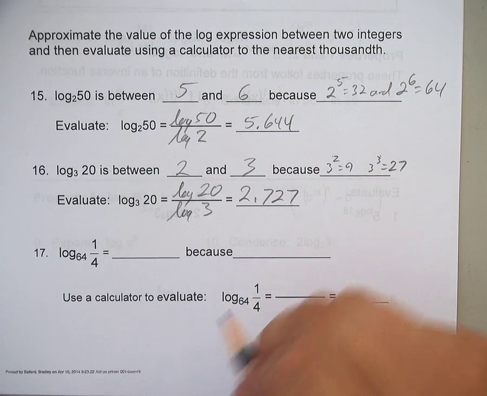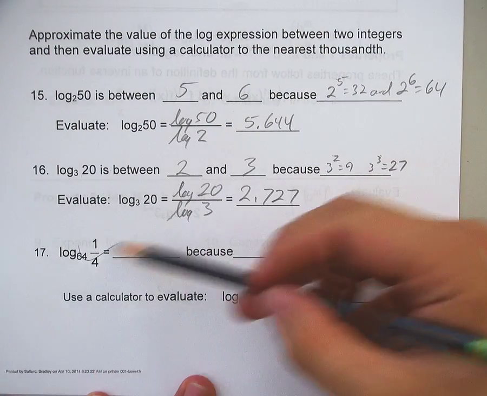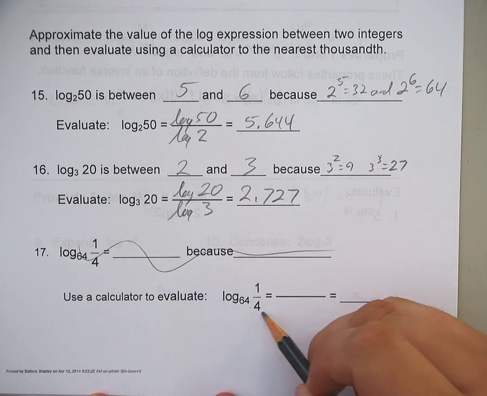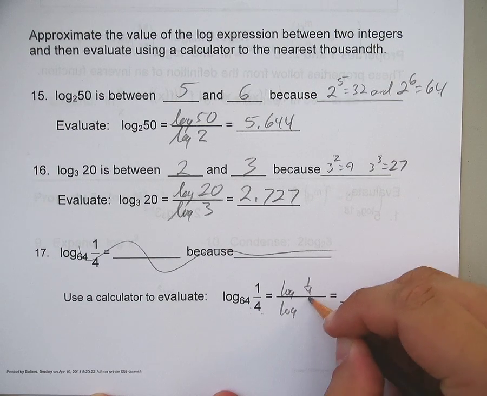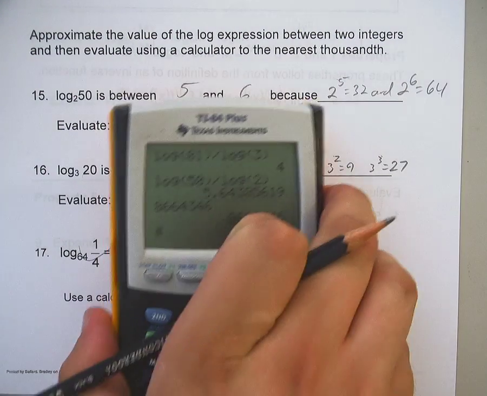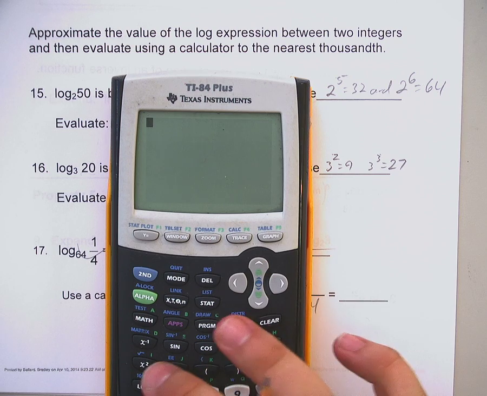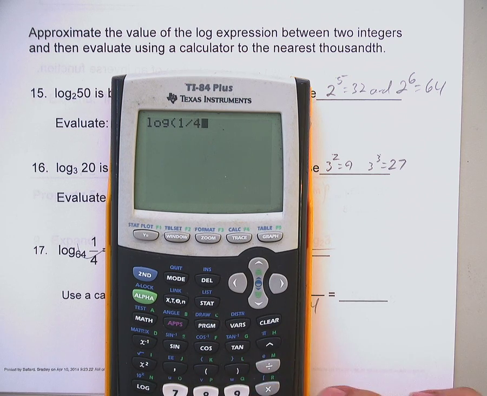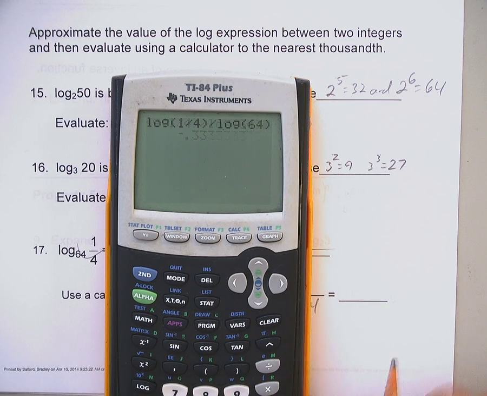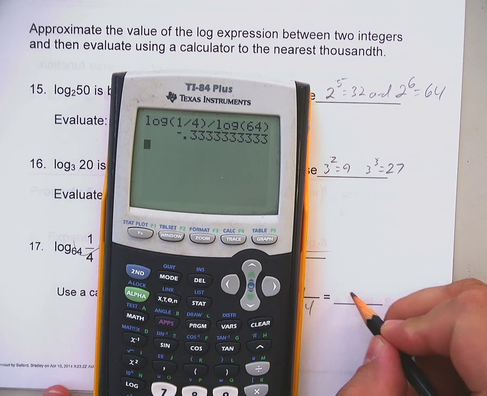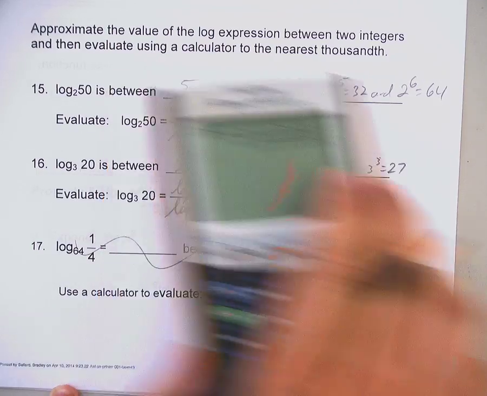All right. Skip this business here. Log base 64 of 1/4 is log of 1/4 divided by log of 64. Let me clear that out. Log of 1/4 divided by log of 64. Negative 1/3. Technology is amazing.